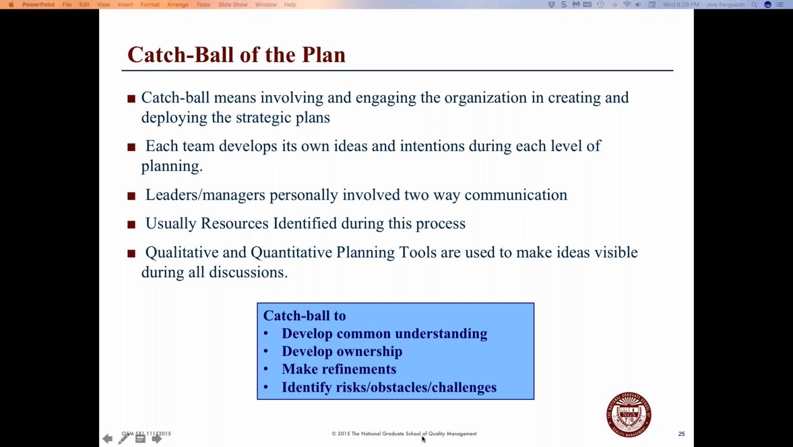Okay? You'll read more about that in chapter 9, and I would encourage you to look at that. And it's the whole concept that when you're playing catch, you're throwing the ball back and forth. Well, when you're doing this in brainstorming, basically, you're throwing ideas back and forth, irrespective of position in the company or positional authority.